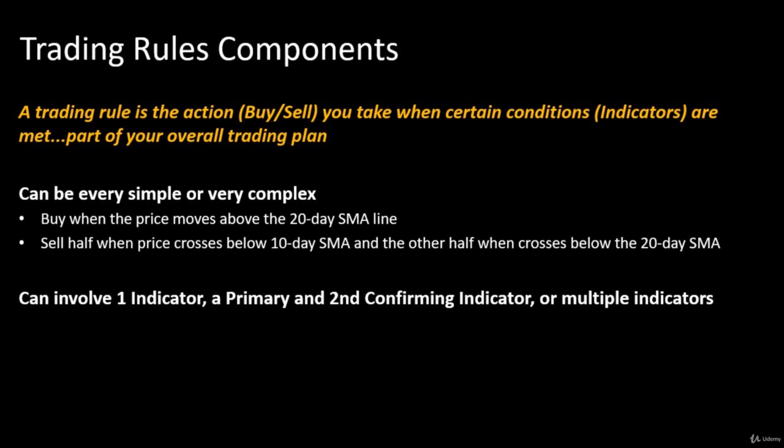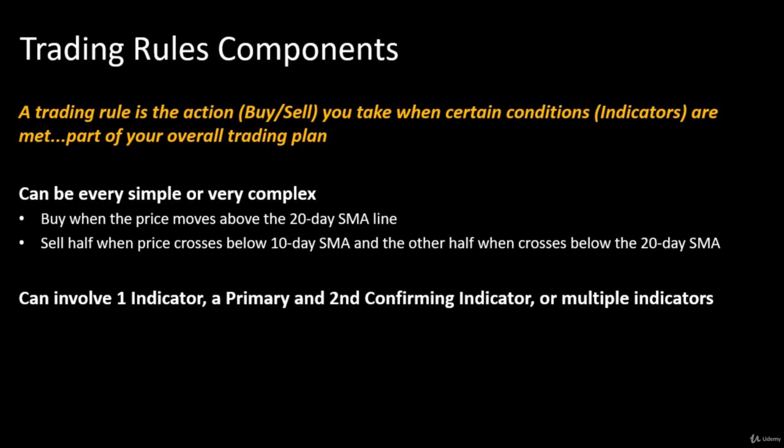Or it could be like sell half of my holdings when the price crosses below the 10-day simple moving average, and the other half when it crosses below the 20-day simple moving average. See how we've added some rules as far as how we'll adjust our behavior, buying and selling, but it's a little bit more complex in bullet point 2 versus bullet point 1. And they can involve one indicator, or a primary and second confirming indicator, which is good, or multiple indicators. The idea is you're building out your plan and building out rules that support your plan.